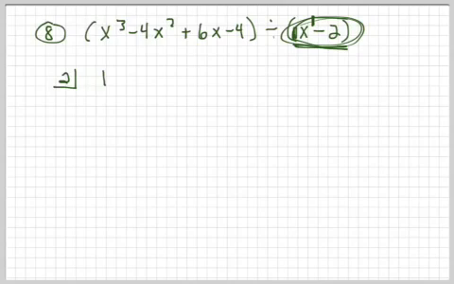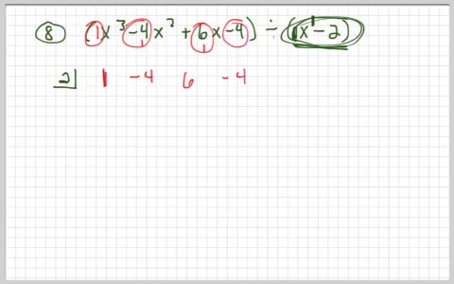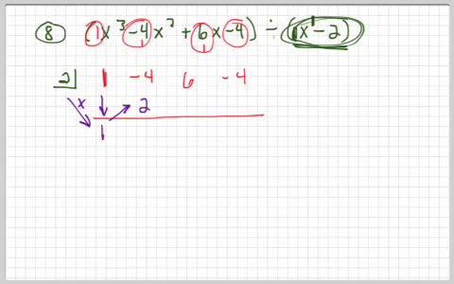Our coefficients, let's mark all those. There's 1, negative 4, 6, and then negative 4. So it's all the coefficients: 1, negative 4, 6, and then my constant term. Draw a line. Step 1, bring down the 1, and then multiply, and put the result up here. 2 times 1 is 2, and then we add. And then we multiply the 2 times negative 2, we get negative 4, and we add. And 2 times 2 is 4, and we add.